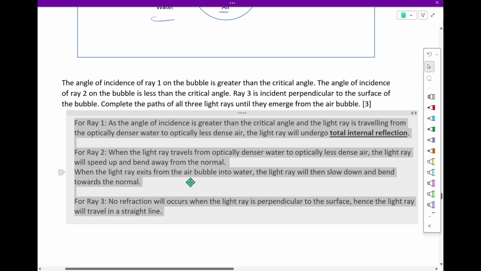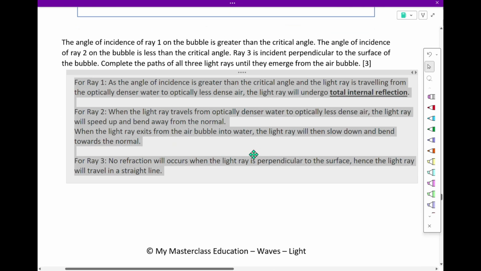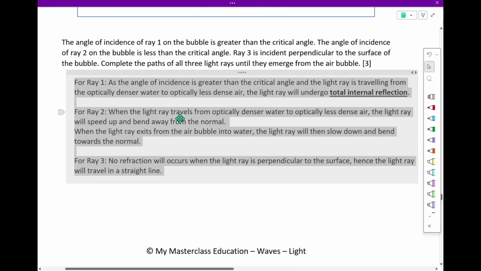And this is why you can explain each and every reason why they take the path that you see on top over here. Okay, so it is a possible question that they ask you to draw, and it's also a possible question that they ask you to explain as well. So basically in this question, number 1 is what happens when you TIR and how do you explain it. You state your two conditions and you talk about TIR. And number 2, when you go in and when you go out, you are actually two different processes, where you travel from more dense to less dense, and as well from less dense to more dense.